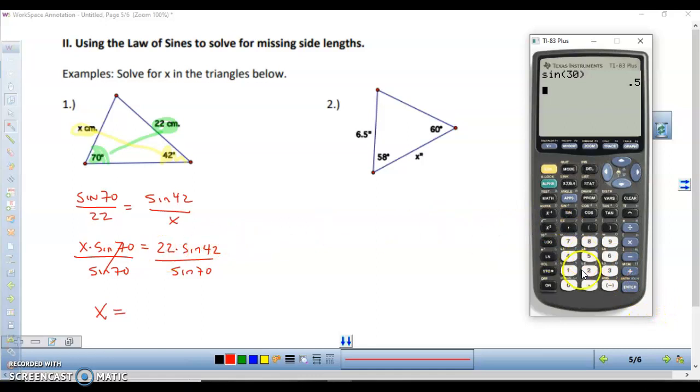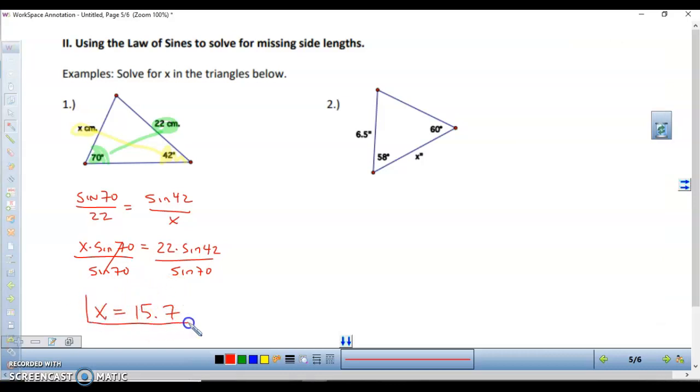So x is equal to 22 times the sine of 42. Be very careful you close this parenthesis before you divide by the sine of 70. So x was equal to 22 times the sine of 42 divided by the sine of 70. x is around 15.6, 15.7, I guess, centimeters. So we'll say about 15.7.